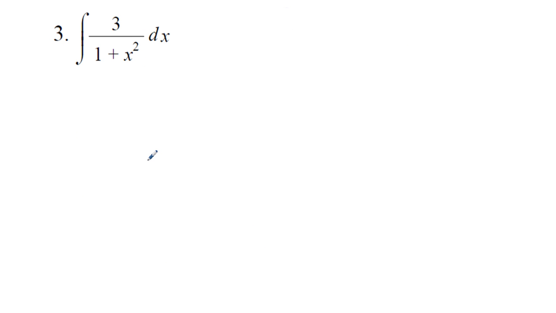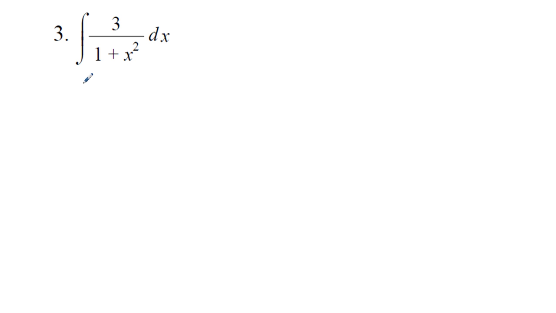Okay, next we have the integral of 3 over 1 plus x squared dx. And if we try to use a regular u substitution with this denominator, we should see that we're going to get a derivative of the denominator of 2x, and we're not going to be able to offset any x up here in the numerator. So a regular u substitution of this denominator is not going to work.